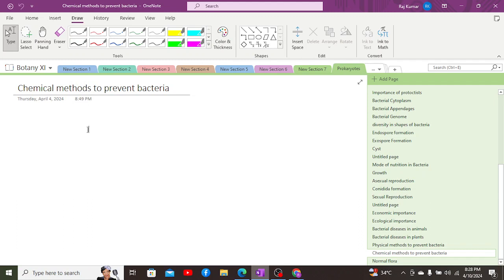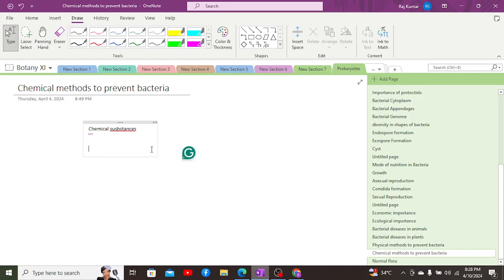Previously we finished the physical methods, and now when it comes to the chemical methods, we are going to utilize chemical substances for preventing the growth, preventing the metabolism, or killing the bacteria, or sterilizing surfaces or living organisms from bacteria. So in the sterilization process, method number two is the chemical method.